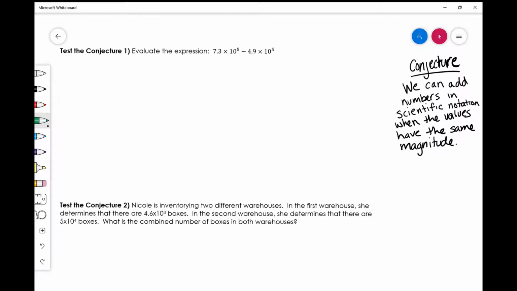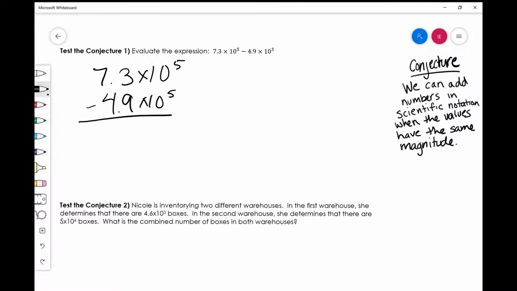Test the conjecture number 1 asks to evaluate the expression 7.3 times 10 to the 5th minus 4.9 times 10 to the 5th. According to our conjecture, we can add numbers in scientific notation when the values have the same magnitude. So first, we need to check and see if we have the same magnitude.